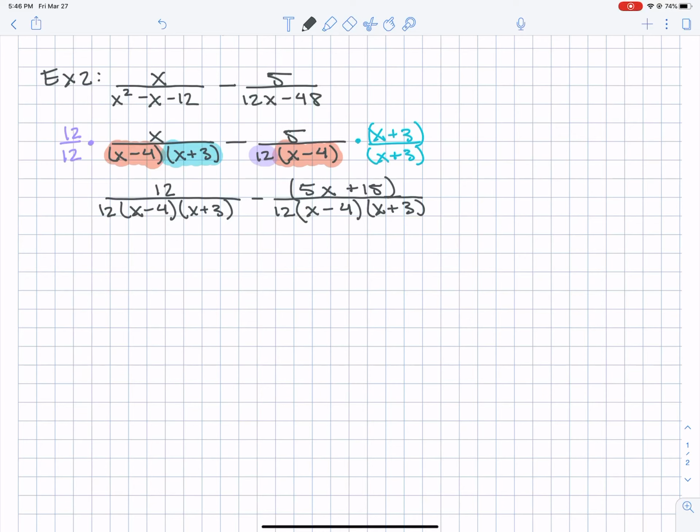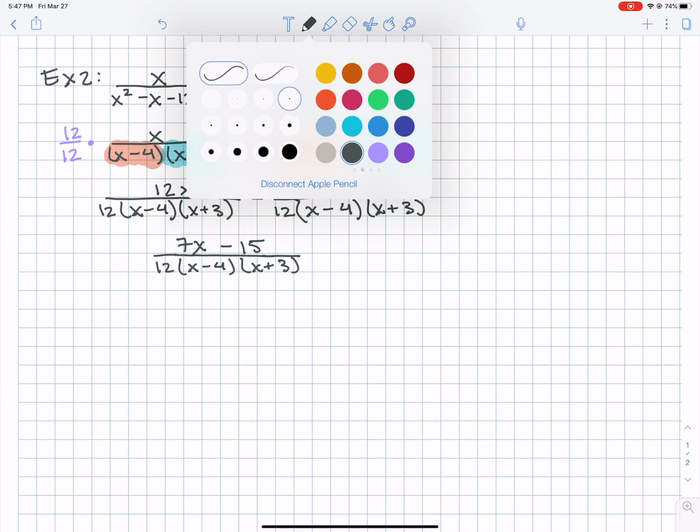Okay, so I factored my denominators, I created like denominators, I now need to combine my numerators. So this side, I have 12x minus 5x, so I have 7x, and then a minus 15. Watch out on that minus because you end up subtracting there. And then my denominator is 12x minus 4 times x plus 3. And I can't factor anything, so that's as simple as it's going to get. Final answer.